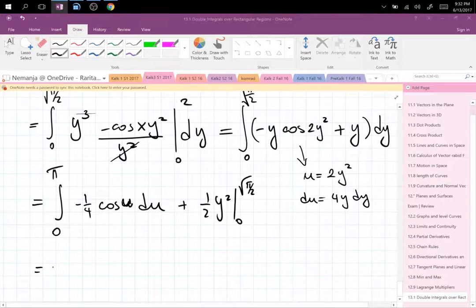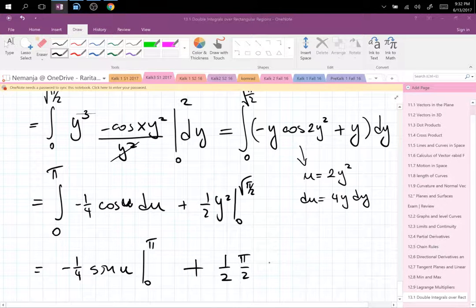So now integration of this is sine, so negative 1/4 sine u from 0 to pi. They all die in sine, so that's all done. This is plus 1/2 of pi over 2, and that's pi over 4. Is that what you have? Pi over 4? Yay!